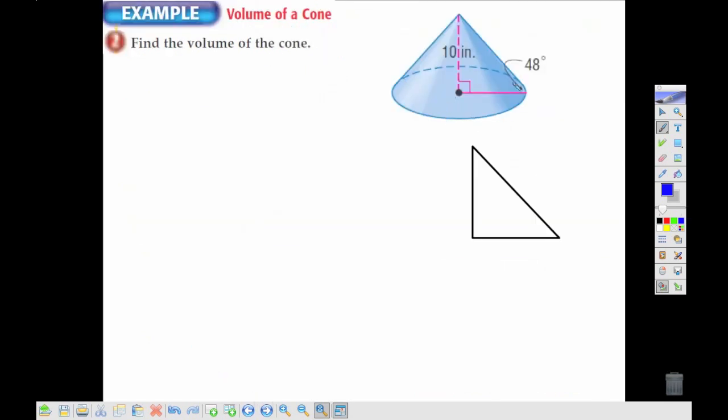Next example, we're looking at the volume of the cone. Notice what they give you on this one. We have a 48-degree angle here, and we're given the height. And what we're going to need to find the area of the base here is the radius, because we need pi r squared. So we're going to have to do that this time using trigonometry. So I have 48 there, which means we're going to use the tangent, which is 10 over r. So r will be 10 over the tangent of 48, which rounds to about 9.0, or just 9.